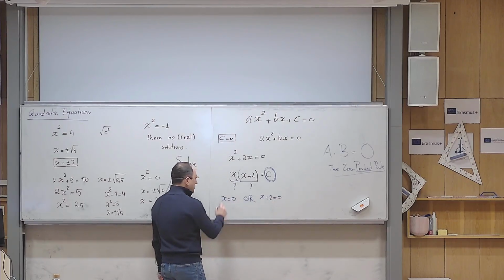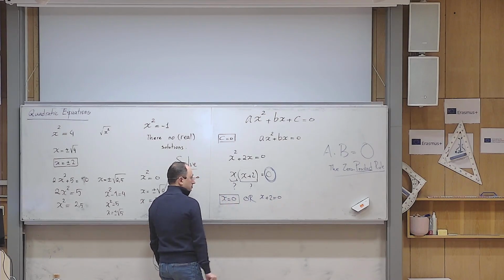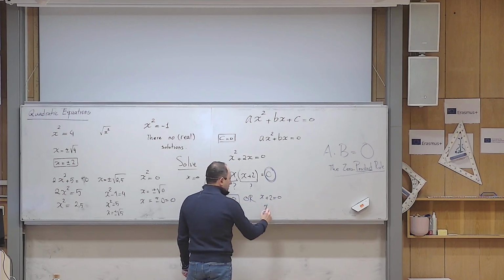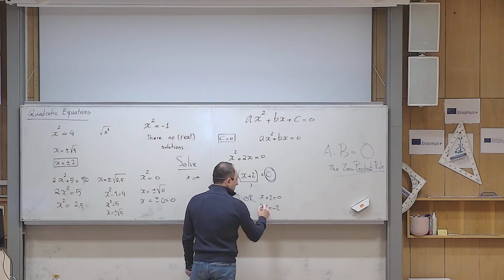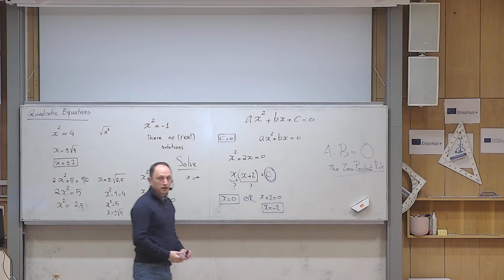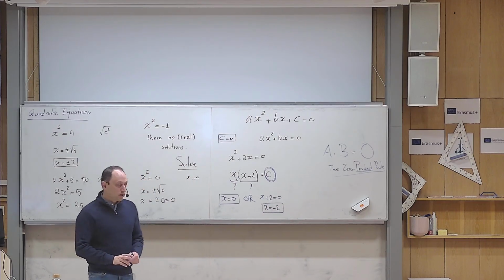This one is 0, which is already my solution. But this one is 0 means x is what? Minus 2, and that's it. Okay? Is there other possibilities?